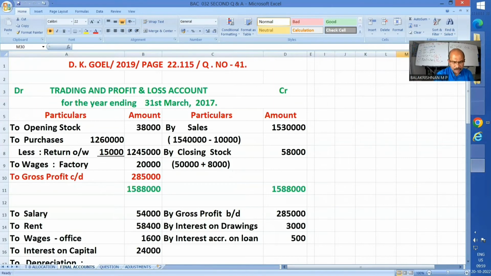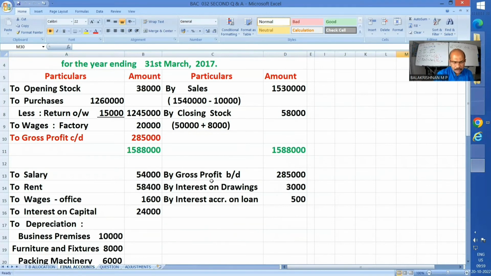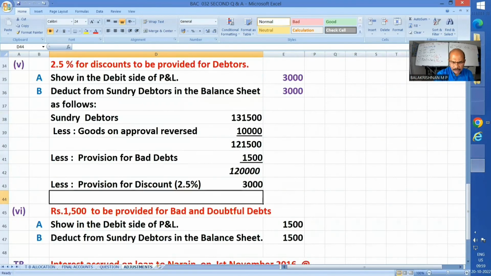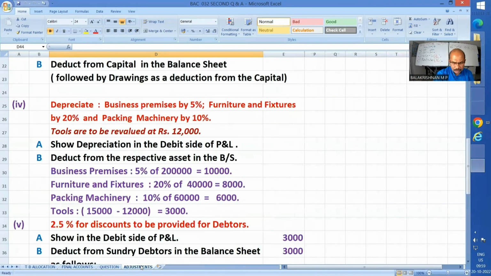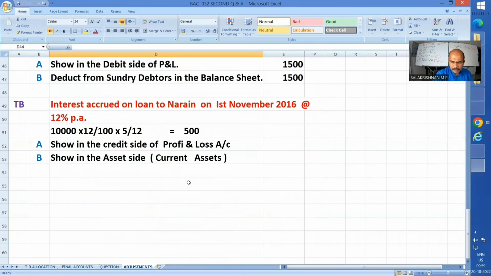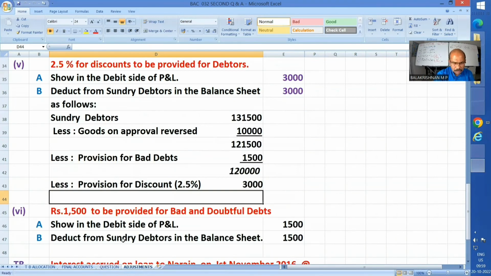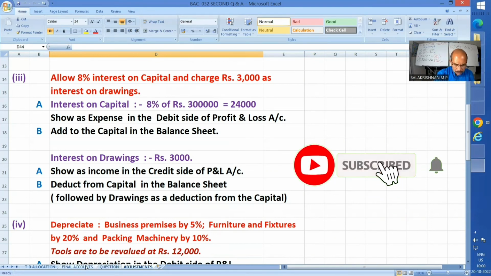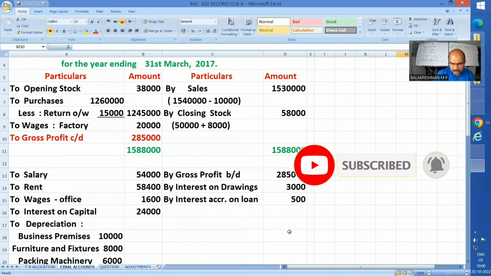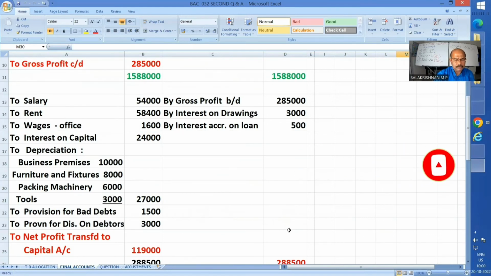Next one, profit and loss account. I brought forward my gross profit. Interest on drawings is an income. Interest accrued on loan 500. These are all very much available in our adjustments. Is it not? We have already calculated all this, 500. Okay, so that I'm taking, and also interest on drawings rupees 3,000. So I'm showing the respective figures here in the credit side of profit and loss account.